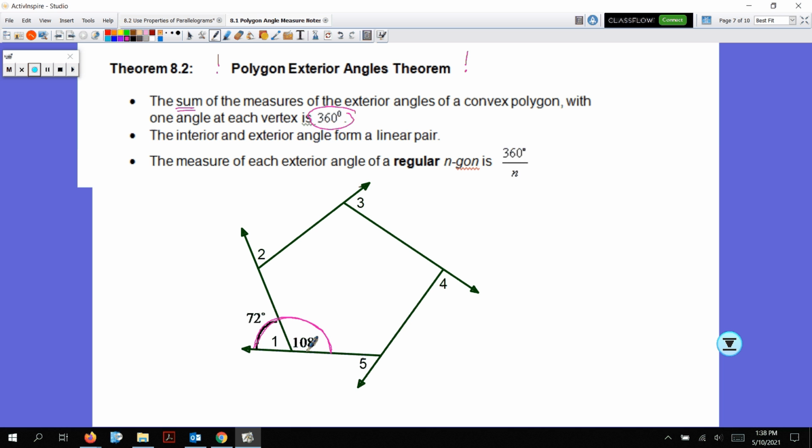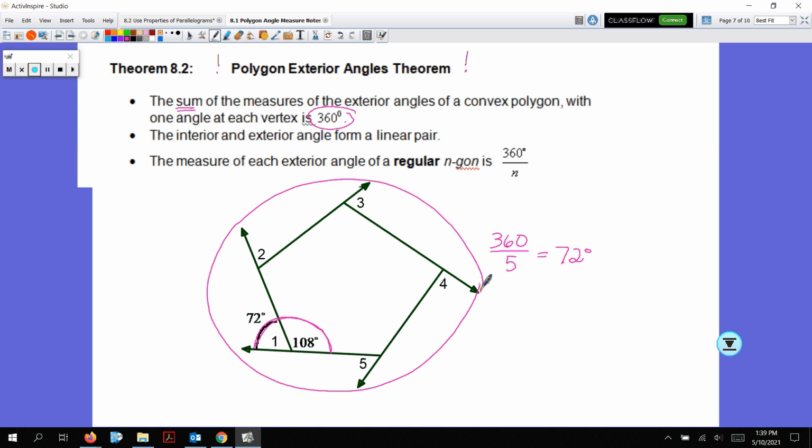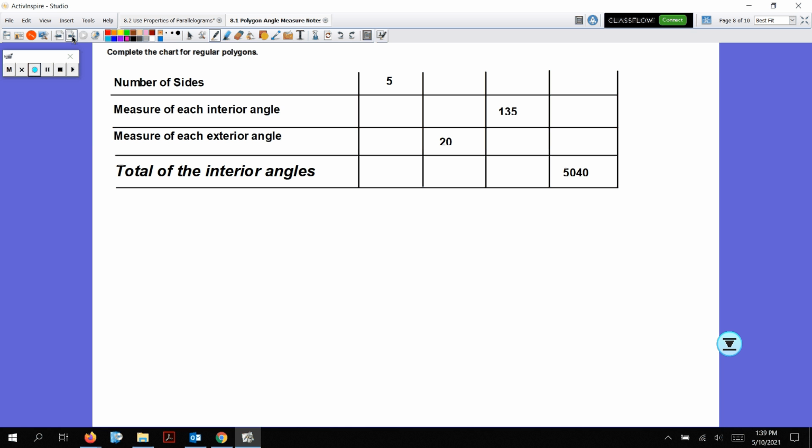The measure of each exterior angle of a regular n-gon is 360 divided by n. So in this case, we have 360 divided by 5. That gave us 72 degrees. All right, cool. No matter how many sides it has, no matter how big or small it is, exterior angles will always measure to 360. So octagons, pentagons, hexagons, they all have the same exterior sum. It's all 360 degrees.